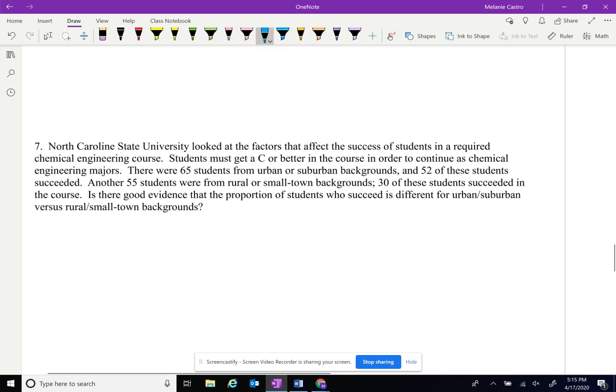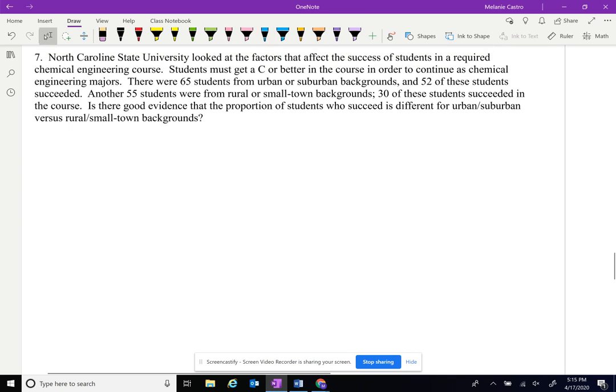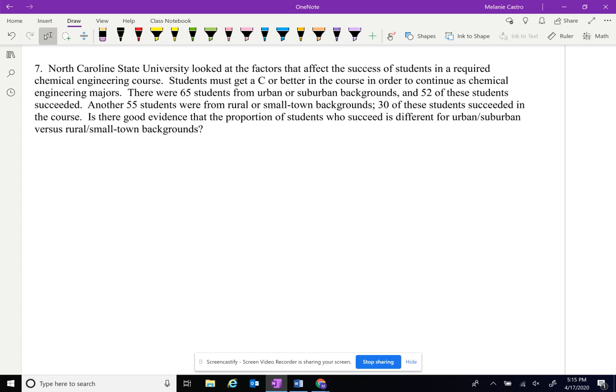All right, number 7, North Carolina, maybe North Carolina, I don't know. North Carolina State looked at the factors that affect the success of a student in a required chemical engineering course. Students must get a C or better in the course in order to continue as chemical engineering majors. There were 65 students from urban or suburban backgrounds, and 52 of these students succeeded. Another 55 students were from rural or small town backgrounds, and 30 of those students succeeded in the course.